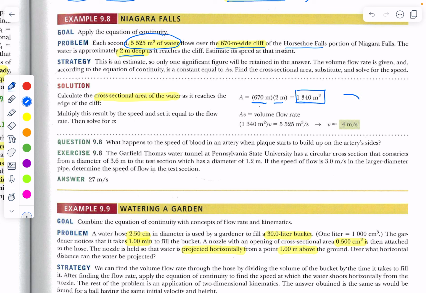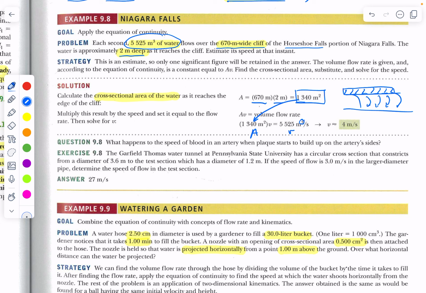So if this is the cliff right here, you can imagine that the water that's getting ready to go over the cliff has a cross-sectional area of 1,340 meters squared. And then we can find the flow rate. We put the flow rate in here, and we put the volume of water. Volume, notice it's meters cubed, so this is going to be volume. So here's my A, and this is the volume per period of time. So it's the speed of that volume. And we get a speed of 4 meters per second.